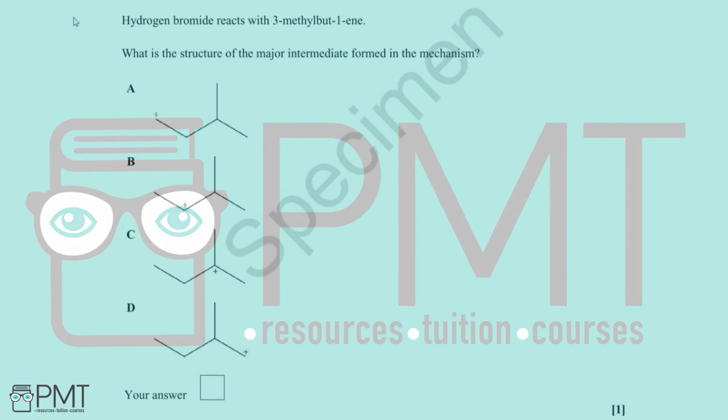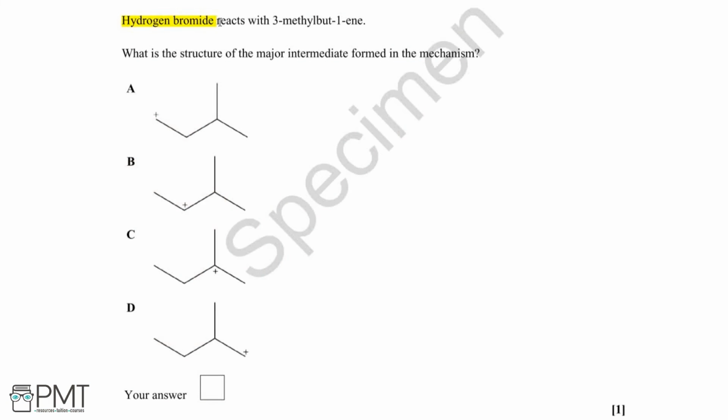For the reaction of hydrogen bromide with 3-methyl-butyl-1-ene, we want to determine what the structure of the major intermediate formed in this mechanism is. So for this reaction, we've got an electrophilic addition mechanism. So we're adding on the hydrogen bromide across the alkene double bond. So let's start by drawing out the 3-methyl-butyl-1-ene so that we can then determine what our intermediate structures will be.